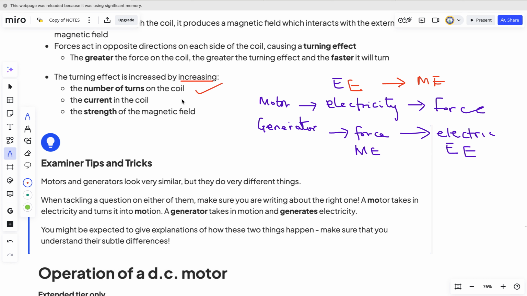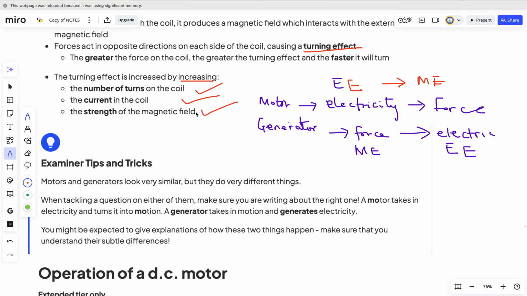You have to increase the strength of the battery. You know the battery is the one producing the current, so you have to use a bigger, stronger battery. And then you have to use a bigger or stronger magnet to create a stronger magnetic field. So these are three things. Anytime you want to increase the turning effect, these are the three things we need to do.